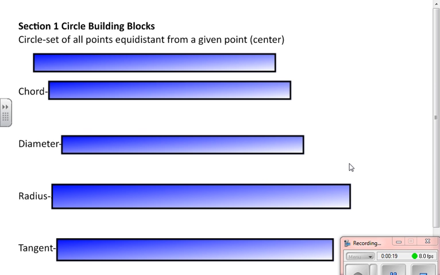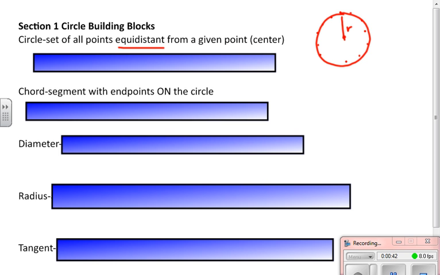A circle is a set of all points equidistant from a given point, which we call the center. So if here's my center, all of these points that are equidistant from that center, and this equidistant we know is called radius. When we connect the dots, it becomes our circle.